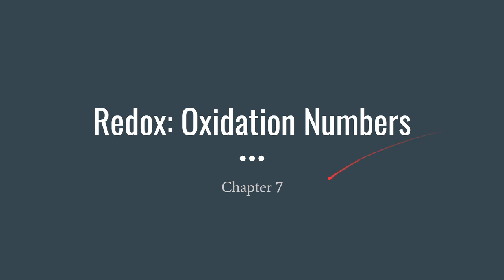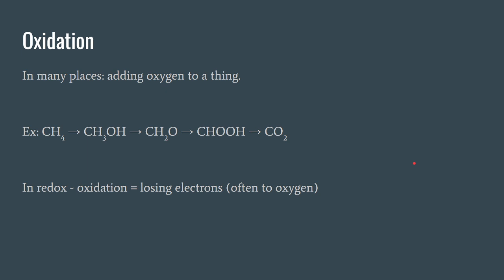Oxidation numbers. Redox, reduction and oxidation, is a kind of chemical reaction, specifically where you add oxygen to a thing, more or less. Oxidation doesn't always mean adding oxygen to something, but often it does. This is why it's called oxidation, because adding oxygen results in oxidation.